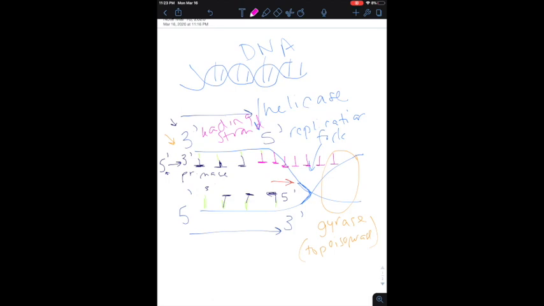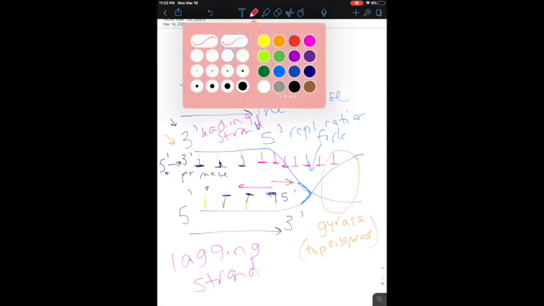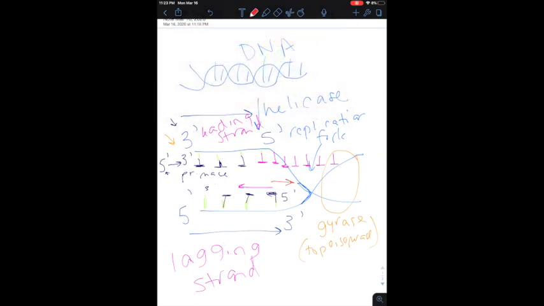Easy. This bottom strand is what's going to give us a problem. This is called our lagging strand. Why? Because it's lagging behind. Because this strand is being laid down from 5' to 3', but DNA is unzipping in this direction. So DNA polymerase 3 is still going to lay down the nucleotides after primase told it where to start, right? But now the DNA is still unzipping.